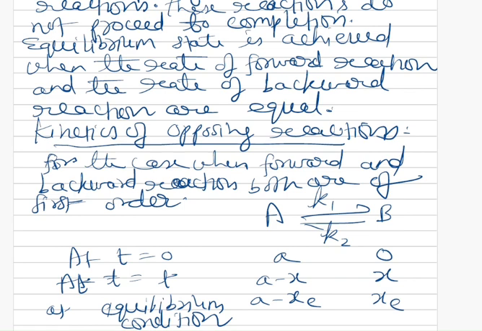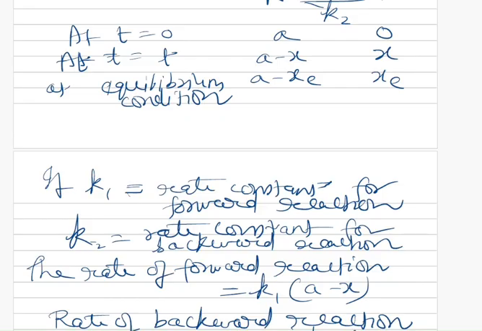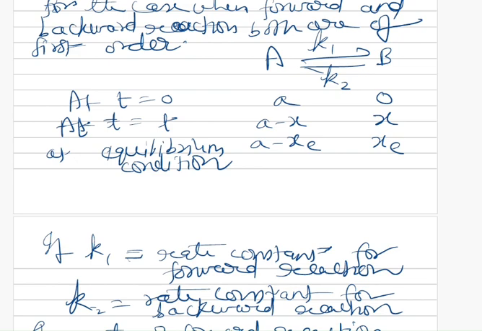Kinetics of the opposing reactions. For the case when the forward and the backward reactions both are of the first order, if we take a general reaction like A gives B, the rate constant for the forward reaction is K1 and rate constant for the backward reaction is K2.